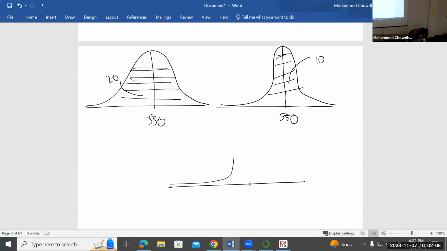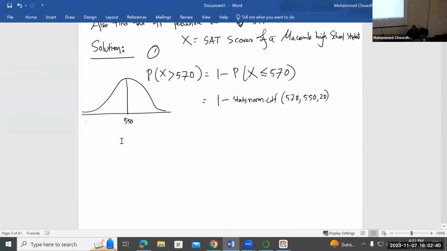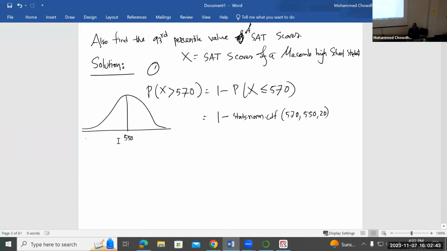Suppose this is like this, mean equal to 550, and this is the standard deviation, the spreadness, which is equal to 5. Do you understand? The standard deviation is the measurement of spread. If it's spread out, there are a lot of deviations. Clear, right? Same normal distribution, same mean, but the standard deviation is different. Okay? So does anyone need the answer for this one?